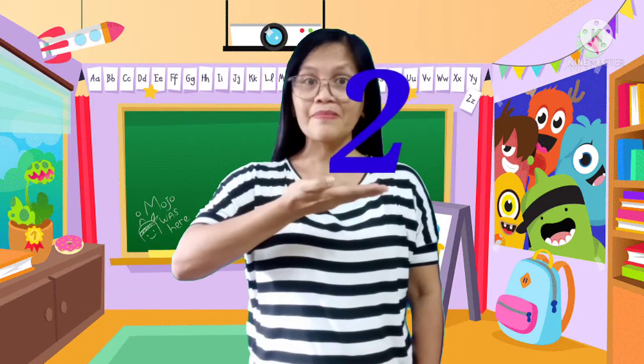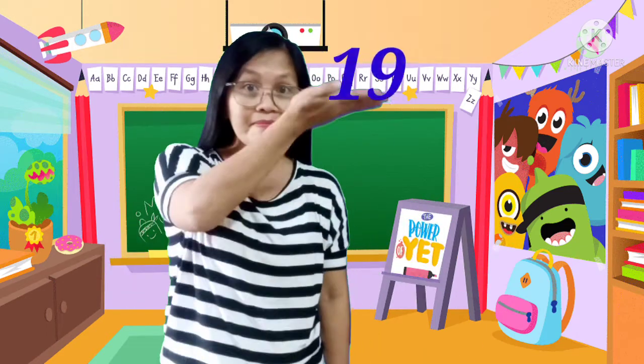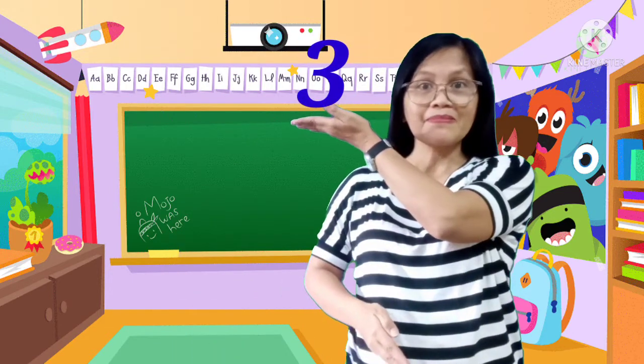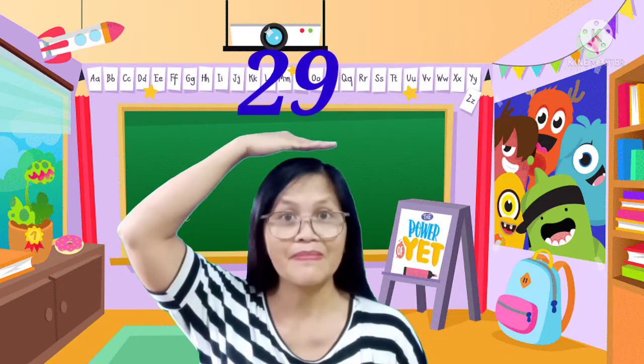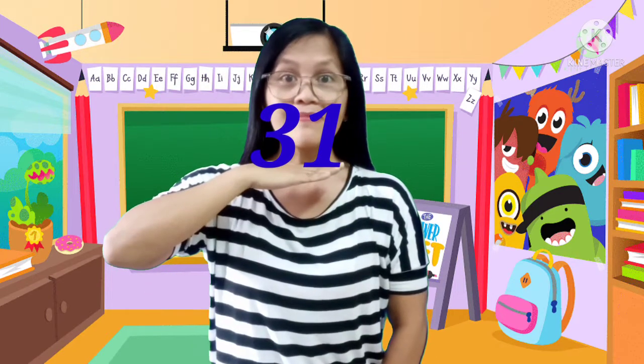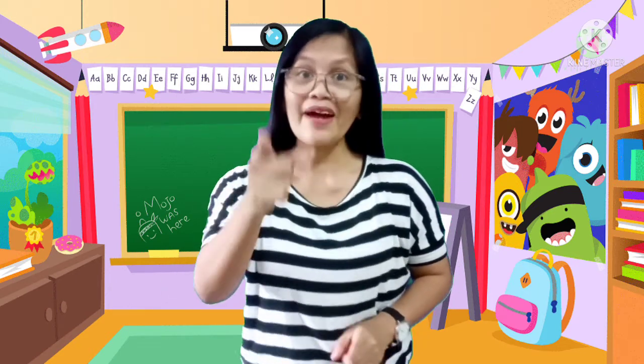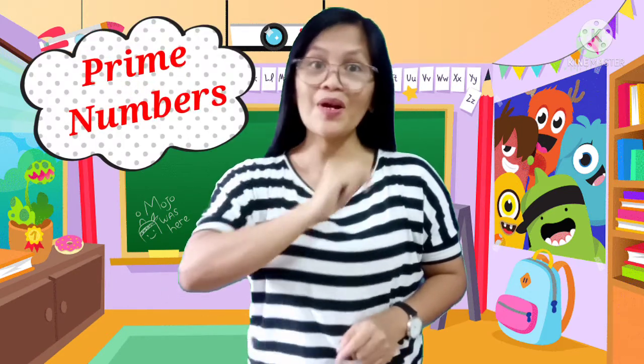Okay, let's start. What kind of number is this? Then, then, okay, those numbers are, you're right, prime numbers.